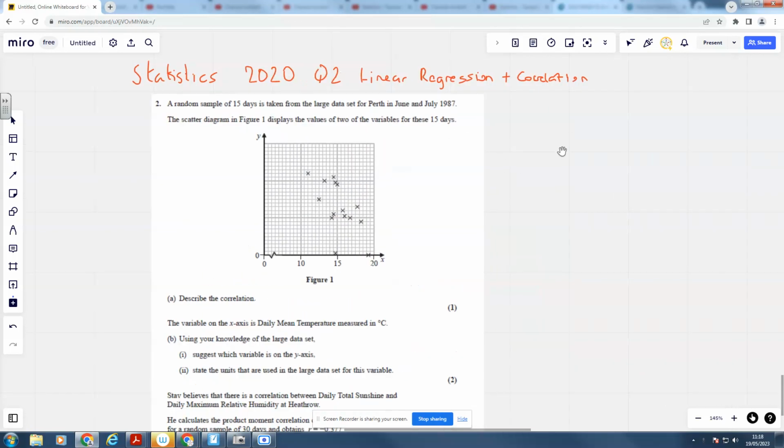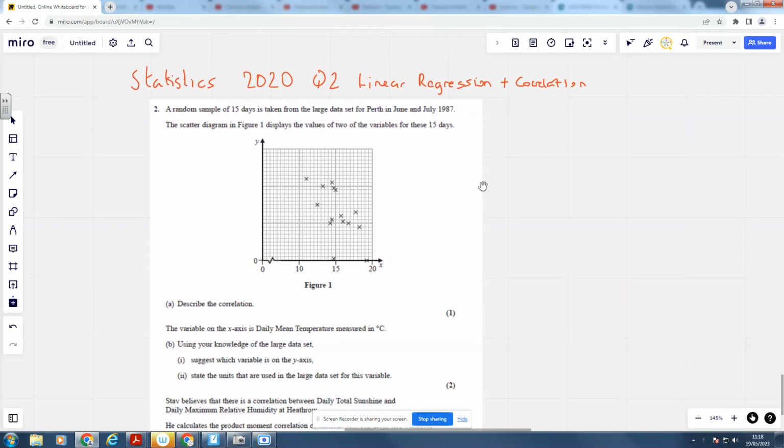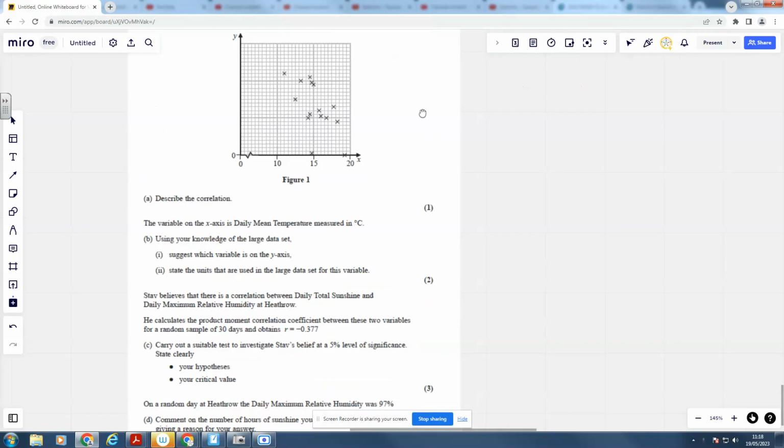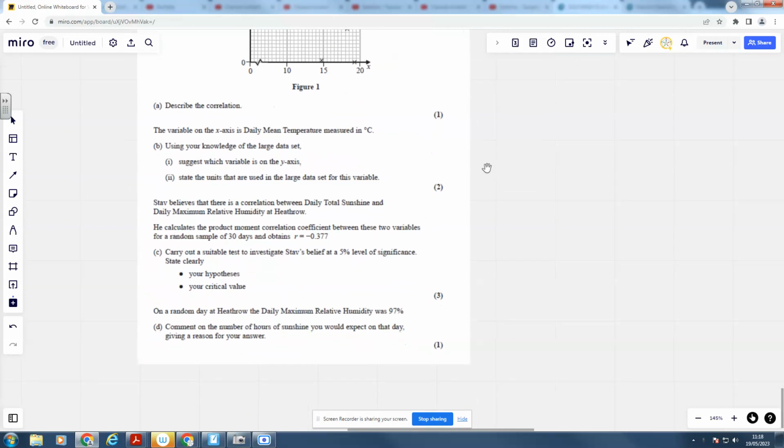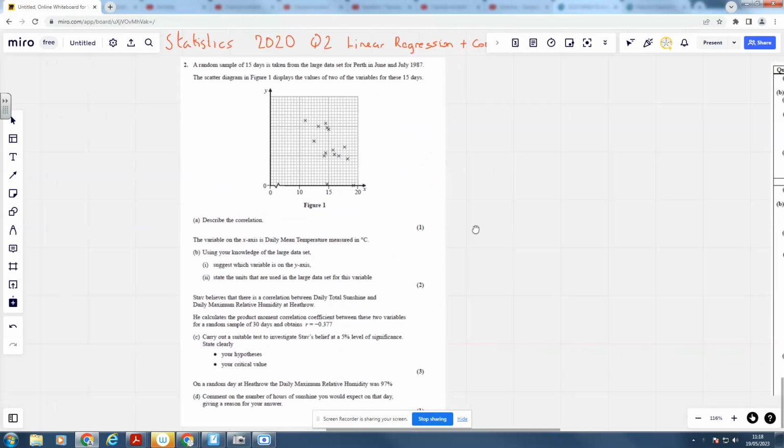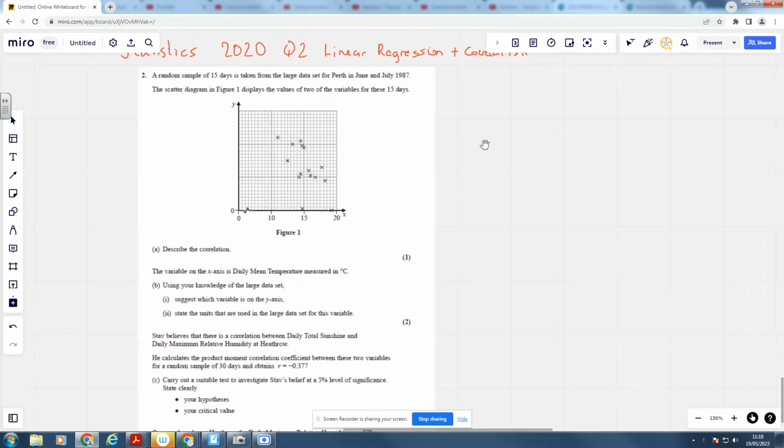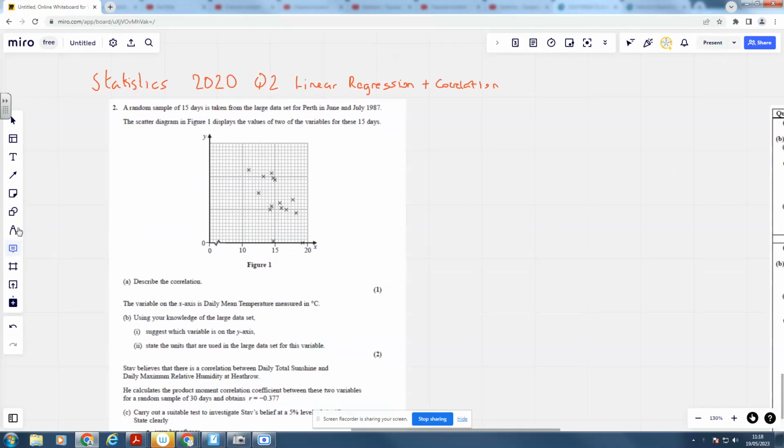This time I'm taking you through Statistics 2020 Excel question 2, and it's a linear regression and correlation question, and it's on a large data set as well. Now I think it's hard for me not to look at large data set questions and think, oh dear, this is large data set, this is going to really test me, but let's give it a go.